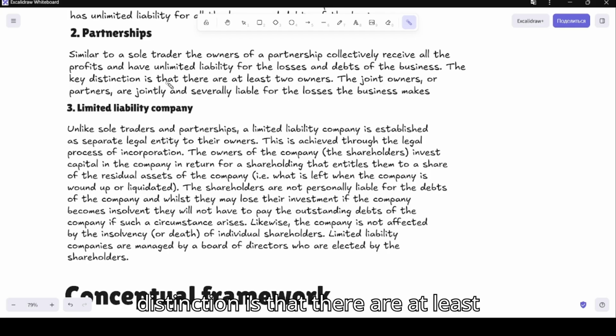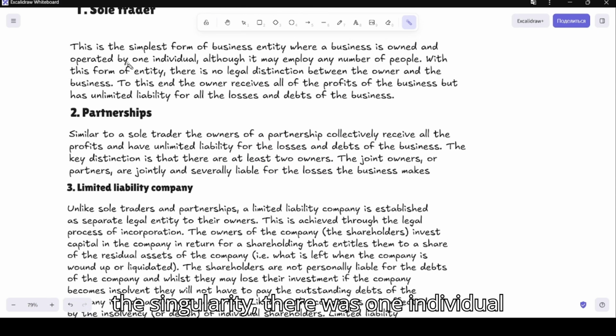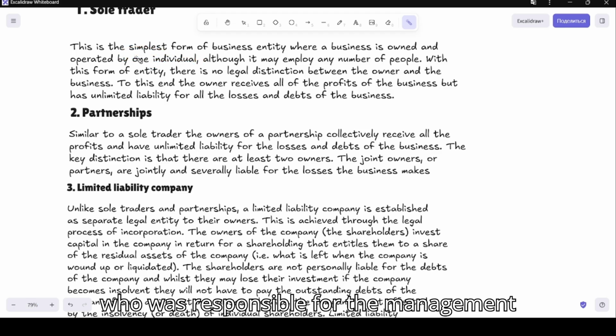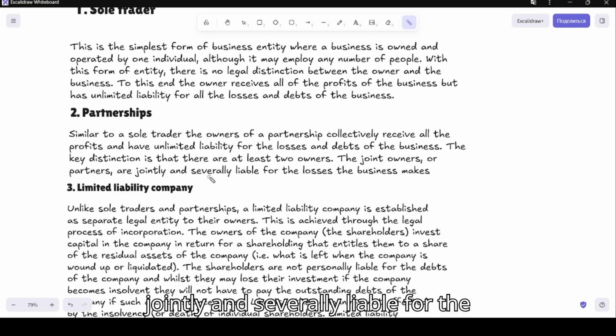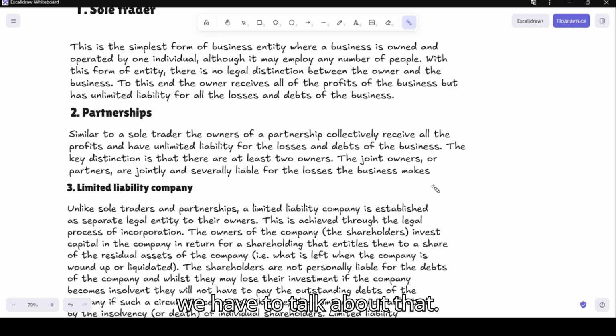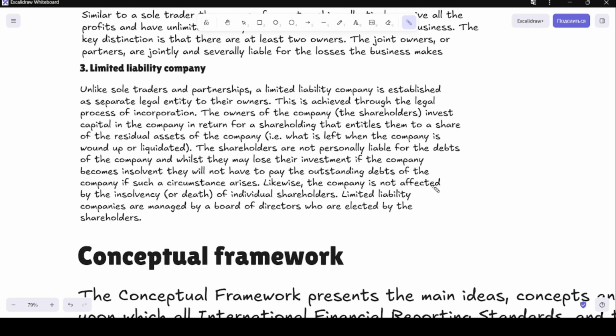The key distinction is that there are at least two owners. Yes, you see? There are at least two owners. And in the sole trader entity, there was one individual who was responsible for the operations, who was responsible for the management. The partners are jointly and severally liable for the losses of the business. We have talked about that.